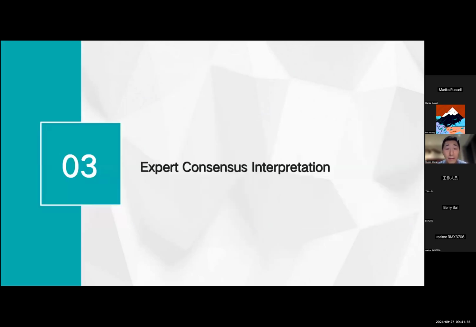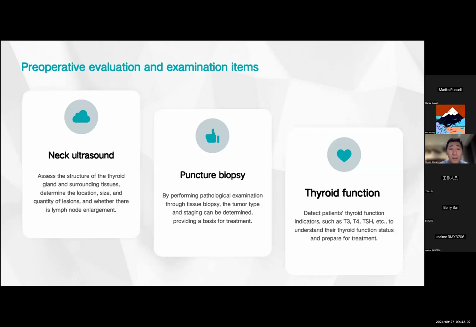Okay, the third aspect is the expert consensus interpretation. First of all, we need the neck ultrasound to assess the structure of the thyroid gland and surrounding tissues, so as to determine the location, size, and quantity of lesions, and whether there is lymph node enlargement.